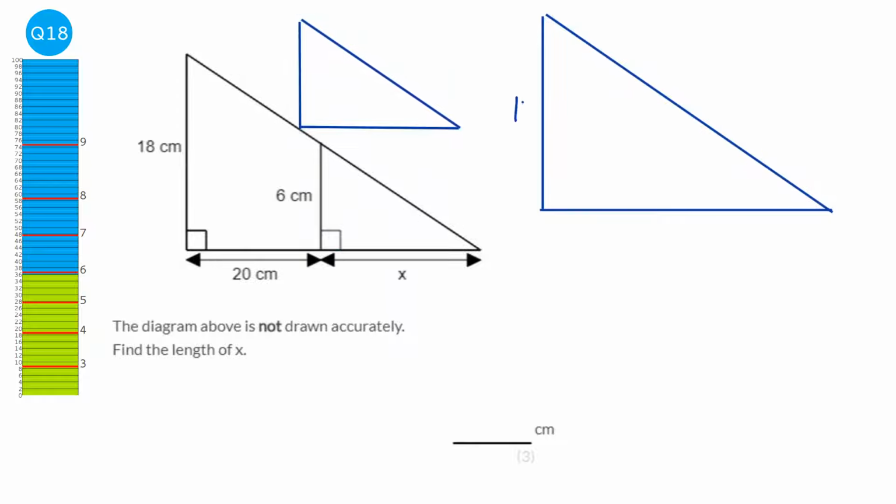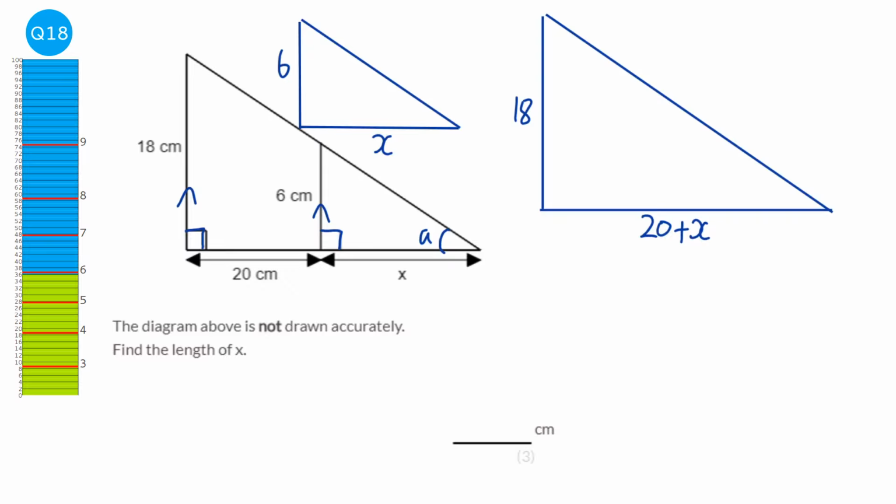And we can label the sides of them as 18. Now this long length would be 20 plus x, 20 centimeters plus x. Then we've got 6 here and we've got x here. Now the two triangles are similar because the sides here are parallel, since they are right angles, and they share an angle here, which we can just label as A, and so they are definitely similar, which means that one is an enlargement of the other.